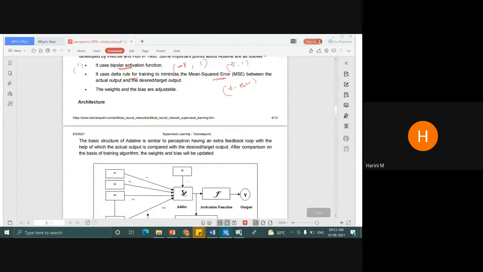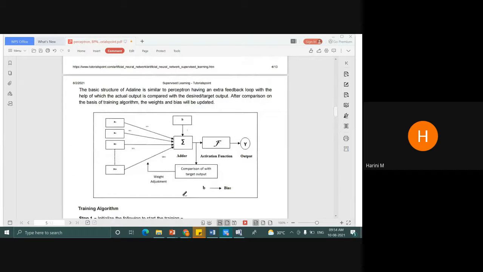Again, let's look at the architecture. Now see, it's the same perceptron architecture with this back propagation. This is the only difference. Look at this diagram clearly. You have the inputs with weights, bias, adder, activation function, output. So this is your perceptron. In perceptron, you have just added this back propagation, weight adjustment.